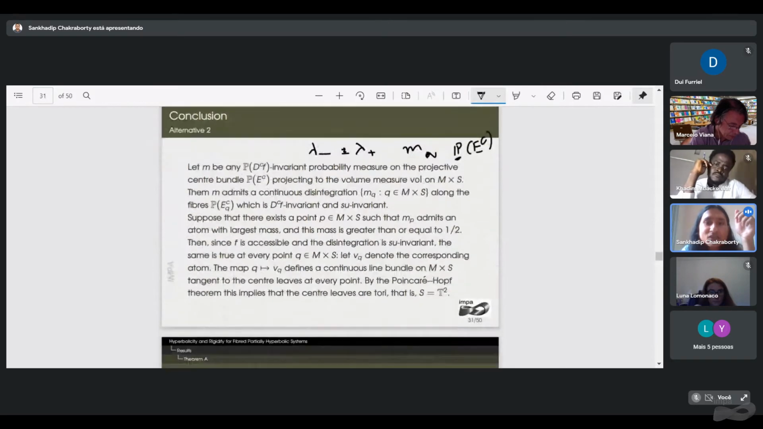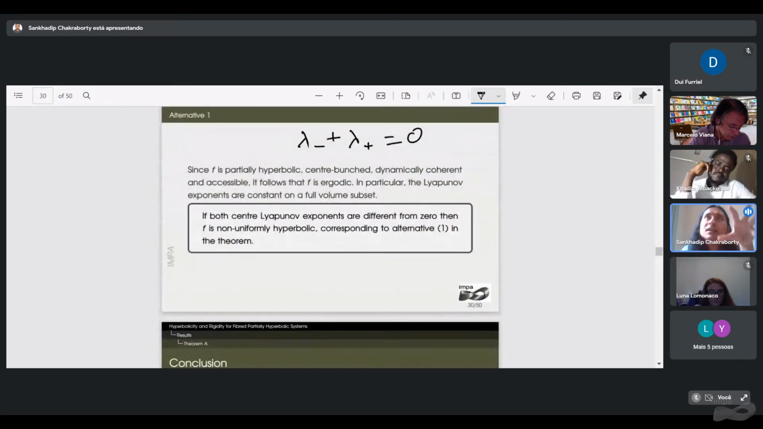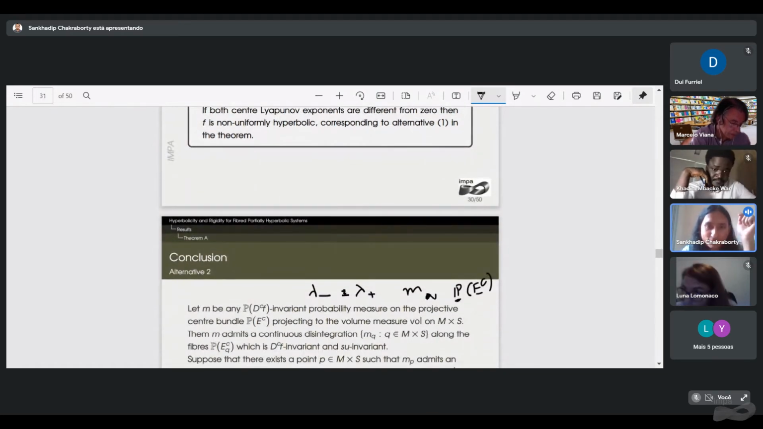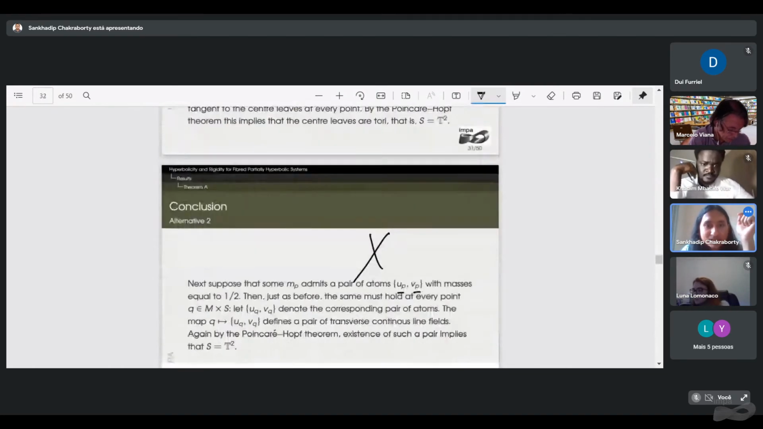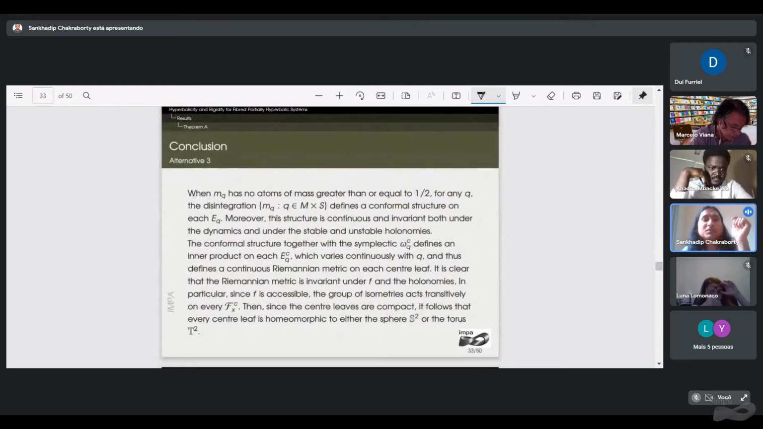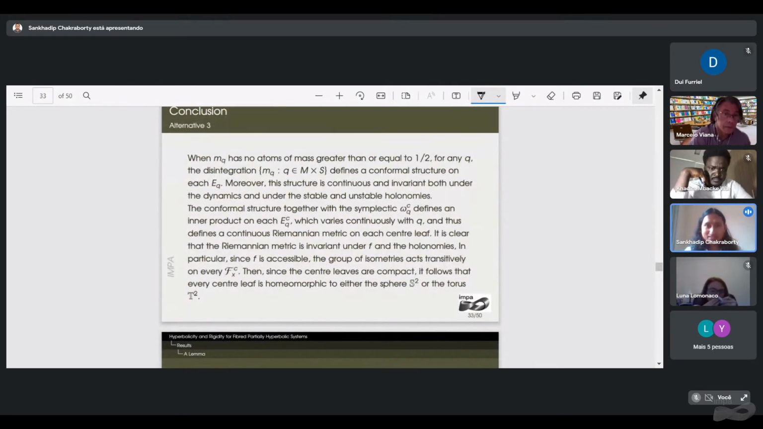So in this case, where the conditional measures have masses greater than or equal to half, we get this alternative 2. Now the third alternative is probably the most interesting one, because here we get more structure.